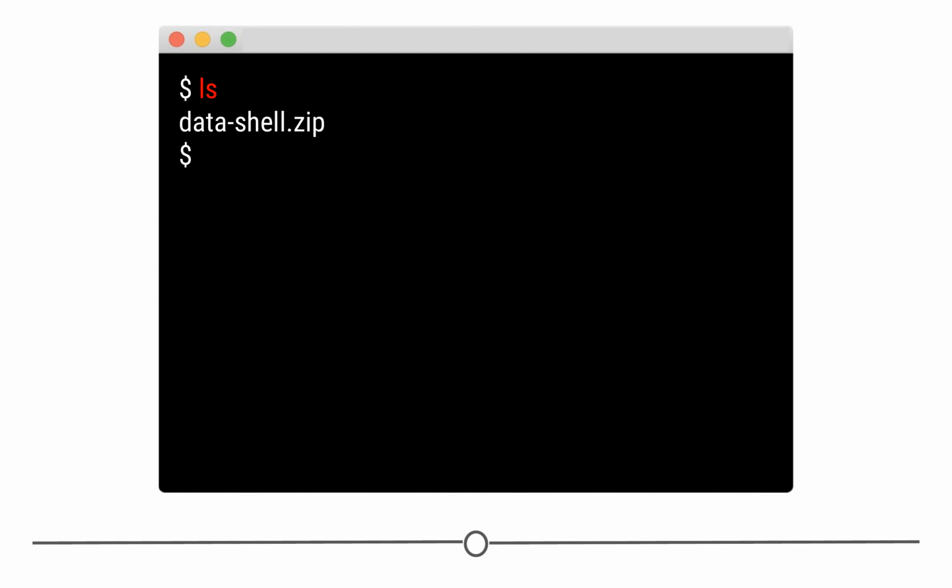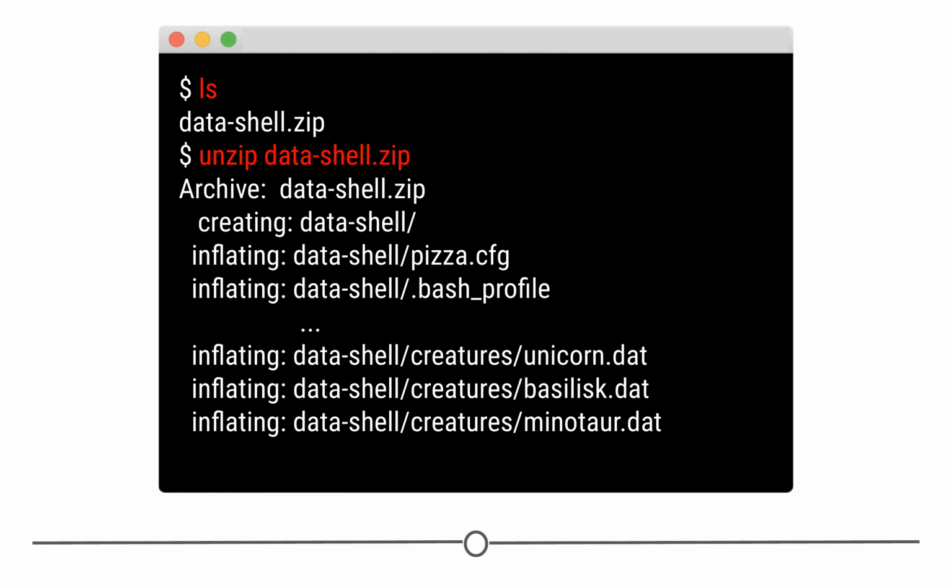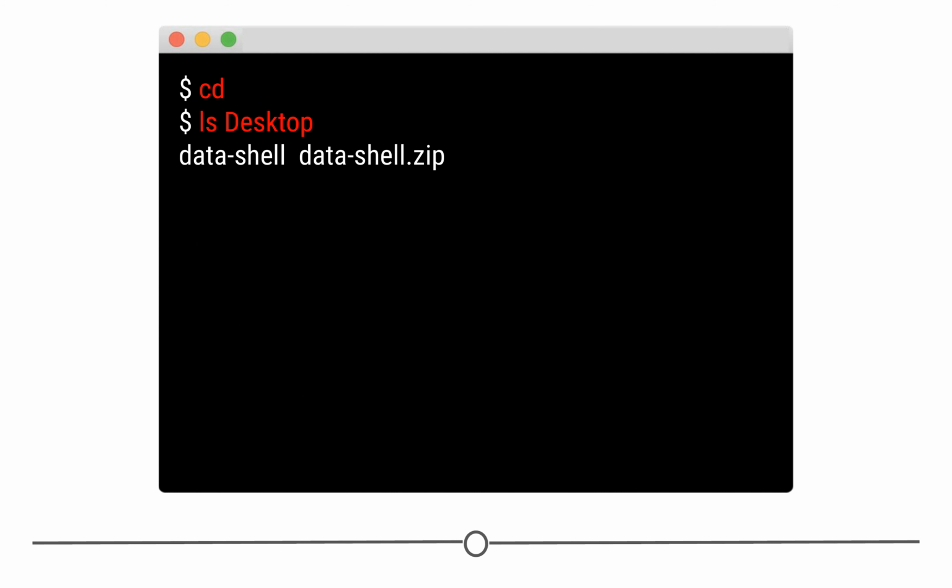Confirm that the file transferred by listing files. You should see only the file data-shell.zip. Uncompress the file by running the command unzip space data-shell.zip. Confirm one final time that everything is set up correctly by changing back to your home directory by entering the command cd and listing the files in the desktop directory by entering the command ls space desktop. Again, if you see this, then you're ready to move on to the next section. If you don't, please ask for help on Slack.